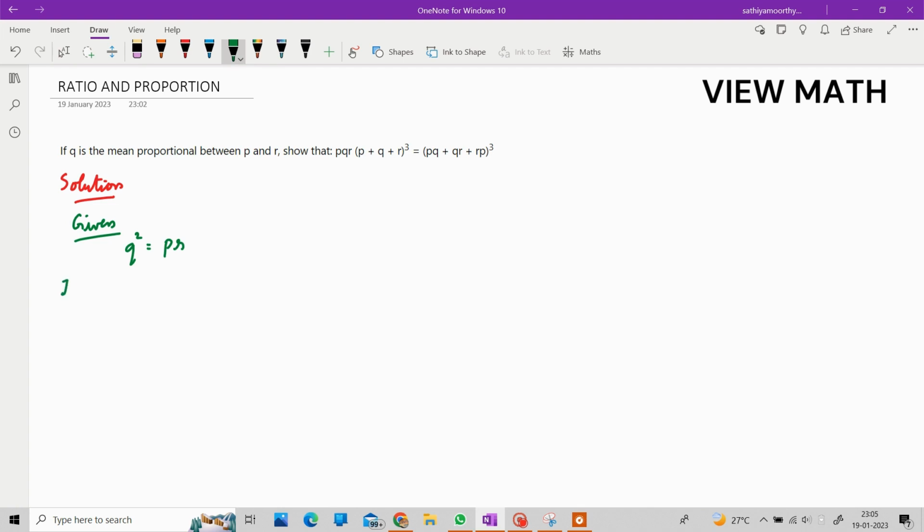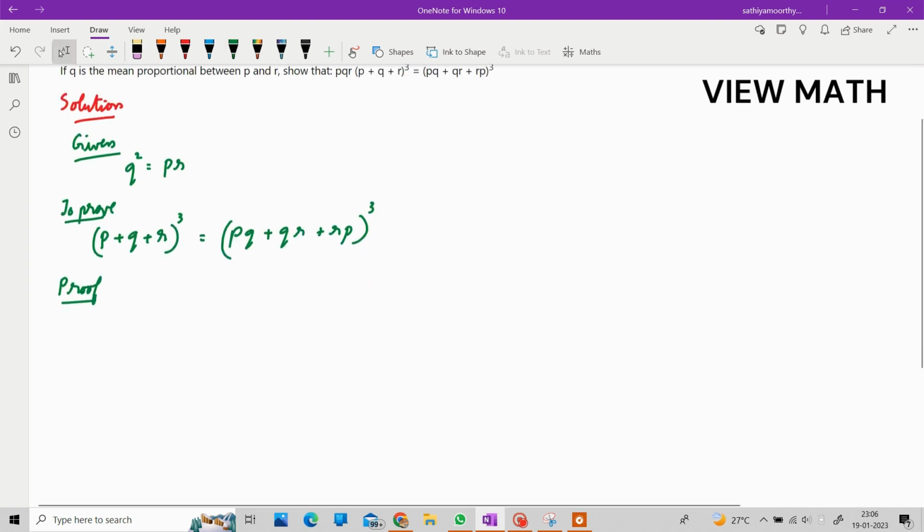Now what are they asking us to prove? To prove: (P plus Q plus R) the whole cube is equal to (PQ plus QR plus RP) the whole cube. So this they are asking us to prove. So let me prove. Now I am going to consider the left hand side and then the right hand side. I am going to prove that they both are equal.